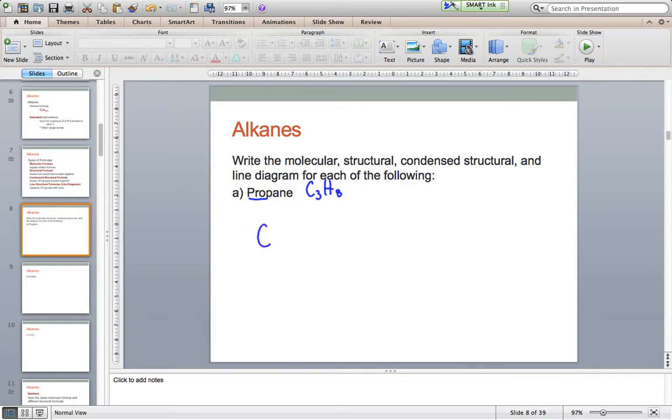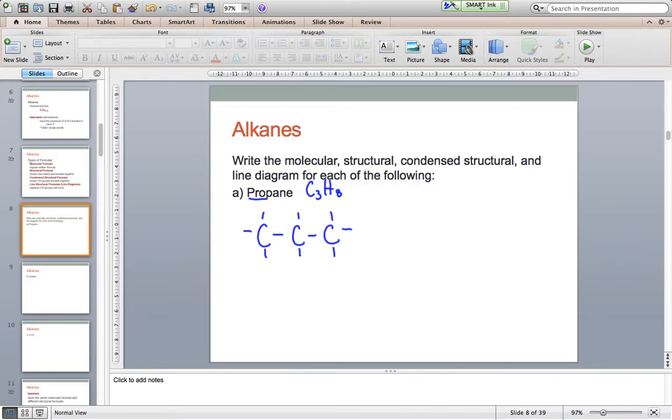Easiest way is if I start by showing the C's bonded together in a chain like that. So there's my 3 carbons. They're going to all bond to each other. Now, each of these carbons, as I said, has to have 4 bonds coming off of it. So I'm just going to draw those in right now.